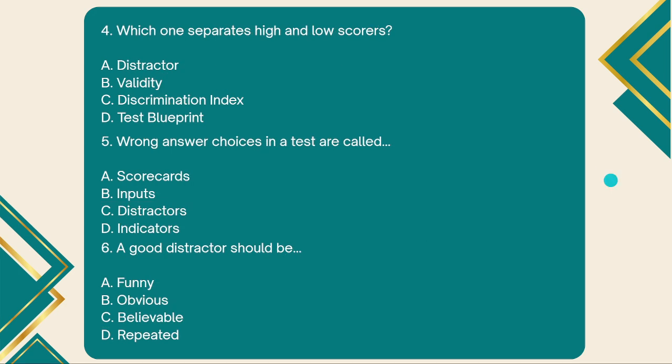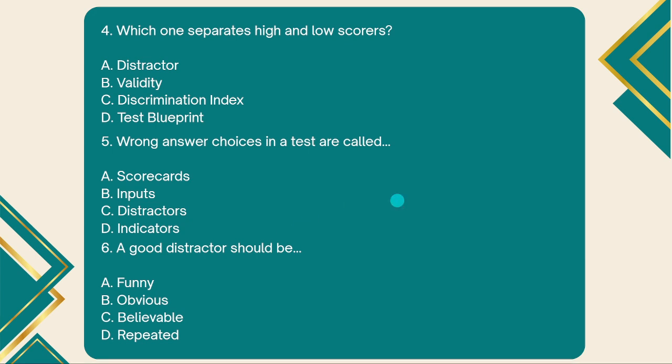Now, let us proceed to the next numbers. Number four, which one separates high and low scorers? Letter A, distractor. Letter B, validity. Letter C, discrimination index. Or letter D, test blueprint. Number five, wrong answer choices in a test are called: A, scorecards. B, inputs. C, distractors. Or D, indicators. And for number six, a good distractor should be: A, funny. B, obvious. C, believable. Or D, repeated.